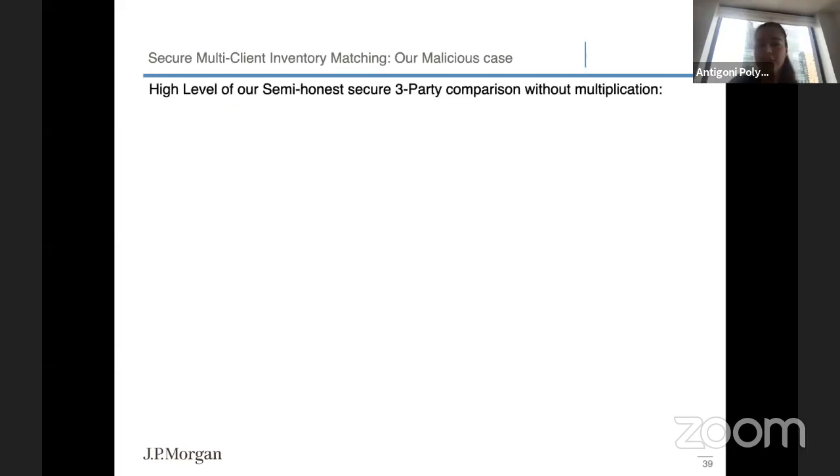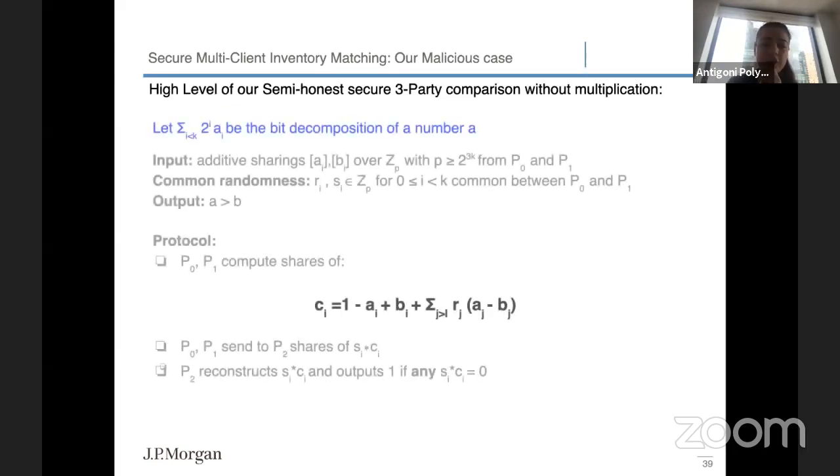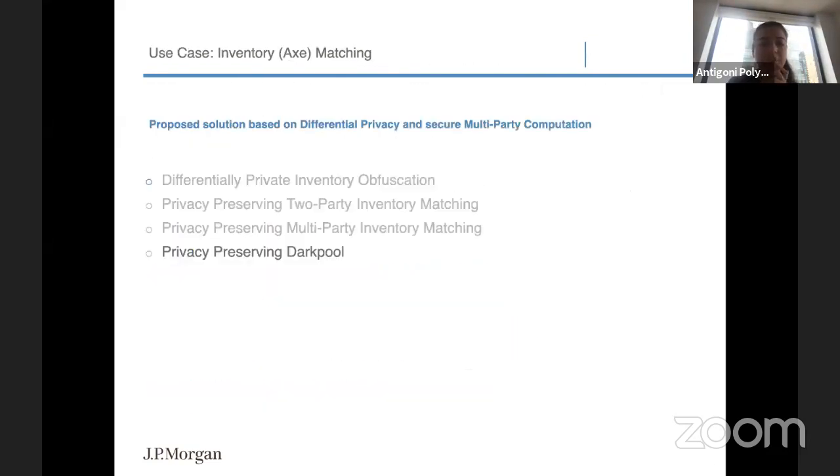It seems that I don't have time, but I'll tell you that compared to previous works, and this can be of independent interest, we were able to have a 3-party comparison protocol where, again, the two parties only provide input. We're able to do that without requiring any multiplication, and the protocol is just one round, okay? So it seems I don't have time to show you that.